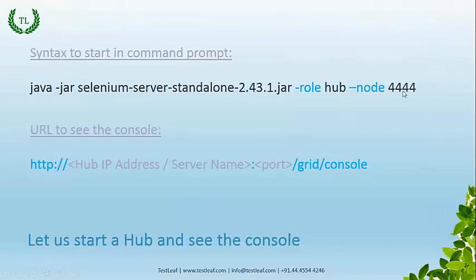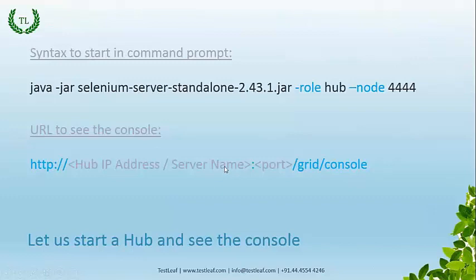In case you want to run more than one hub in your machine, then you should start one of them on 4444 and another one on a different port. And how do you see a console? The console can be seen over HTTP. This is the IP address of your hub, or it could be the server name of the hub where it is running, and the port, which is nothing but 4444. If it is running on my machine, it should say localhost:4444/grid/console, and that should show a hub.